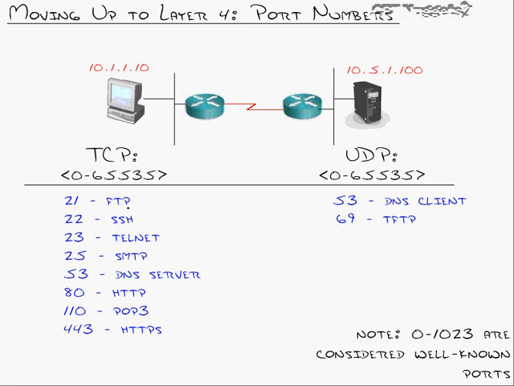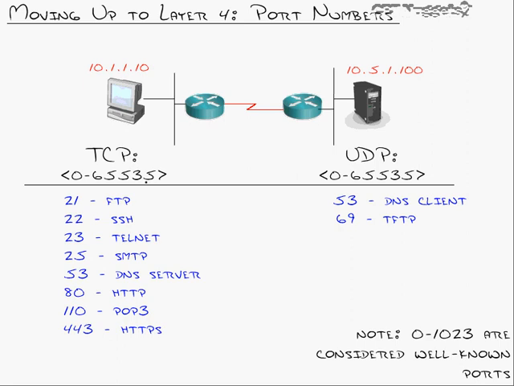TCP port 21 is considered FTP. That's file transfer protocol. It's used to send files back and forth on a server. Now SSH is port 22. That is an encrypted version of Telnet, meaning a system that we can use to manage our Cisco routers and switches, and people can't see what we're typing because it's all encrypted.